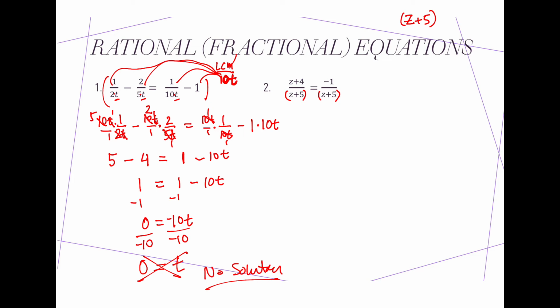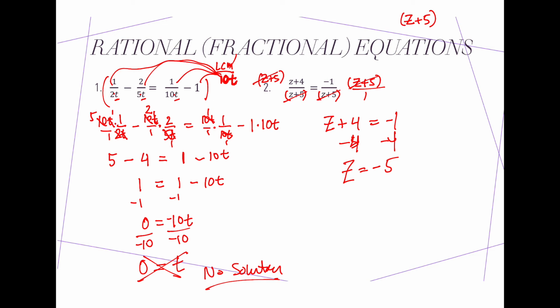Here, the expression z plus 5 is the factor, and so that's what I'm going to multiply both sides of this by, z plus 5, and that itself will clear out those denominators, and I'm left with z plus 4 equals negative 1. Subtract 4 on both sides, I see z is equal to negative 5. Negative 1 minus 4 is negative 5.